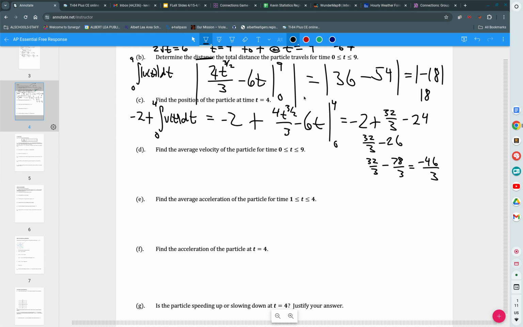The average velocity for 0 to 9. Are we given the velocity function? Yes. So then what is our formula for average velocity? One over 9 times the integral from 0 to 9 of v of t dt. Do I already know the integral from 0 to 9 of v of t dt? What is it? Negative 18, isn't it? See that tricky part there? If you're not careful, you could put positive 18, right? So the average velocity is negative 2.